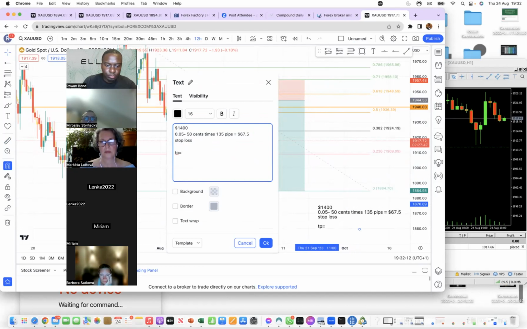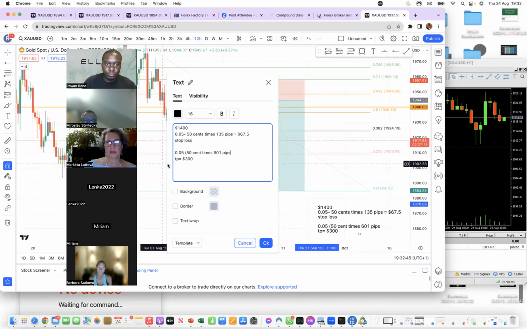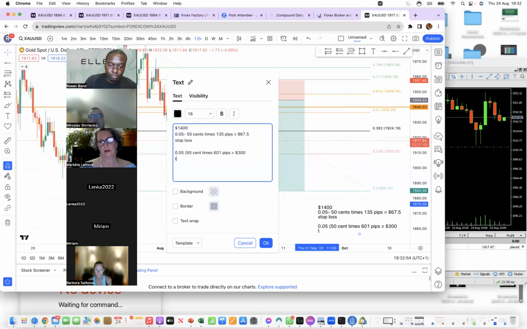So the potential profit is $300, and against that the risk is $67.50 on that trade. How do you do that? So you do 0.05, which is 50 cents. You're risking per pip times 601 pips. We got to this because the lot is the same; we risk both up and down. The value of 50 cents per pip times 601 pips is exactly $300.